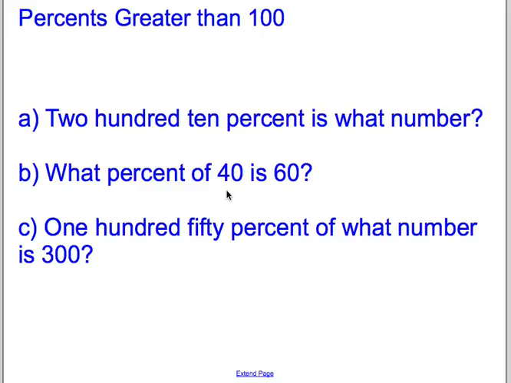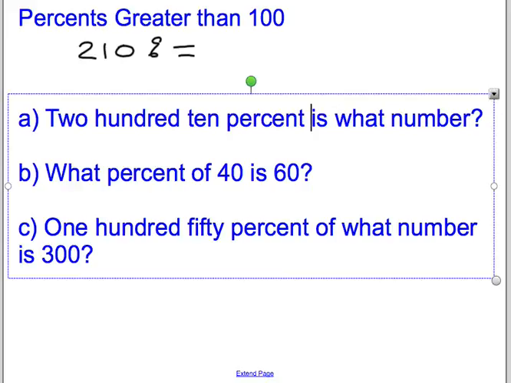Looking at A, if we set this up by putting it into our words or our numbers and symbols, 210% means equals. I don't think I typed all this out. I was trying to rush through and I didn't get it all typed up. Trying to be prepared. 210% of 50 is what number?